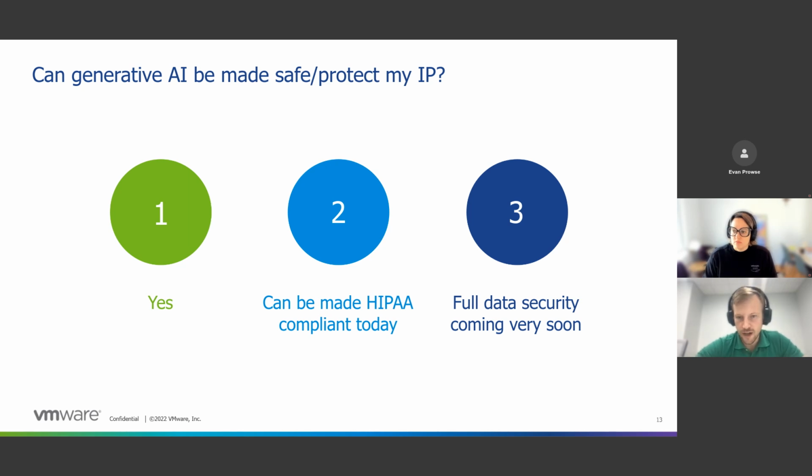Can generative AI be made safe to protect my IP? It's a question that comes up a lot. So the answer is yes, it can be made to protect IP. I think a lot of organizations in the earlier models, as they came out, saw that it couldn't be made to protect your IP, and so just said, oh, we're not going to use this in any way, shape, or form. It currently can.